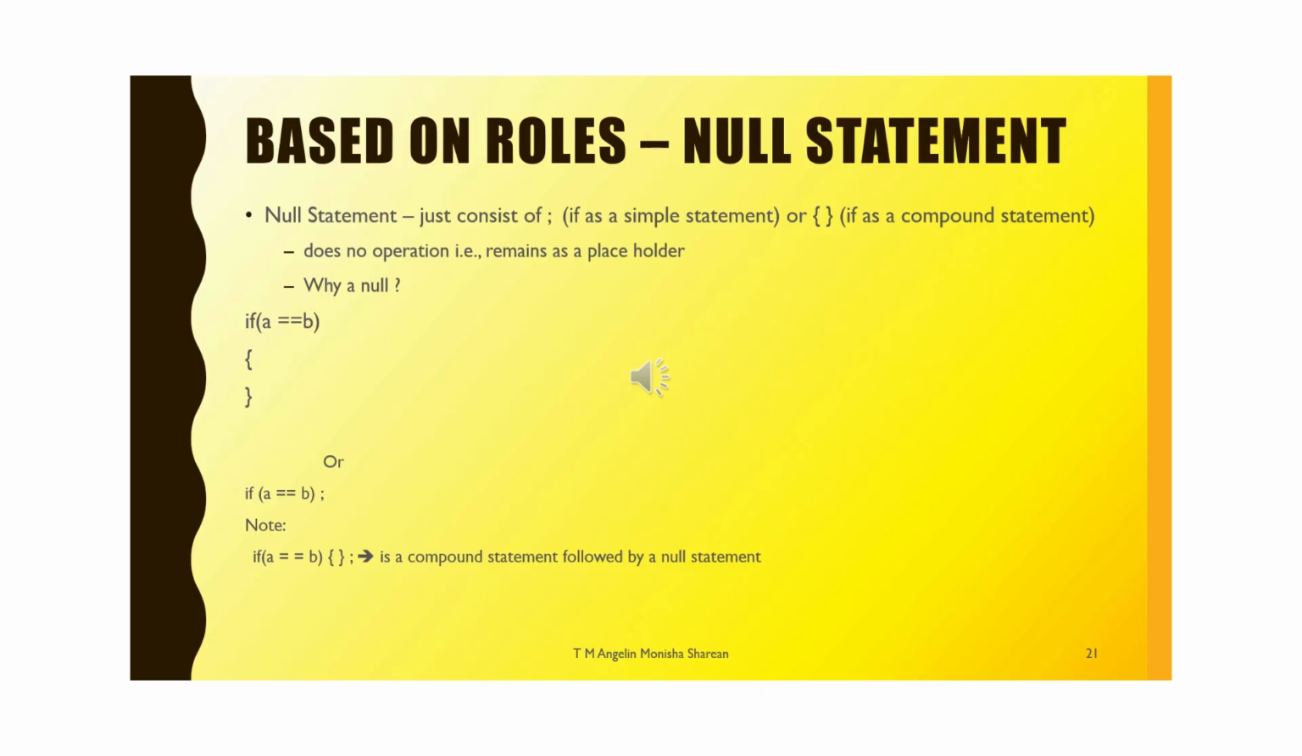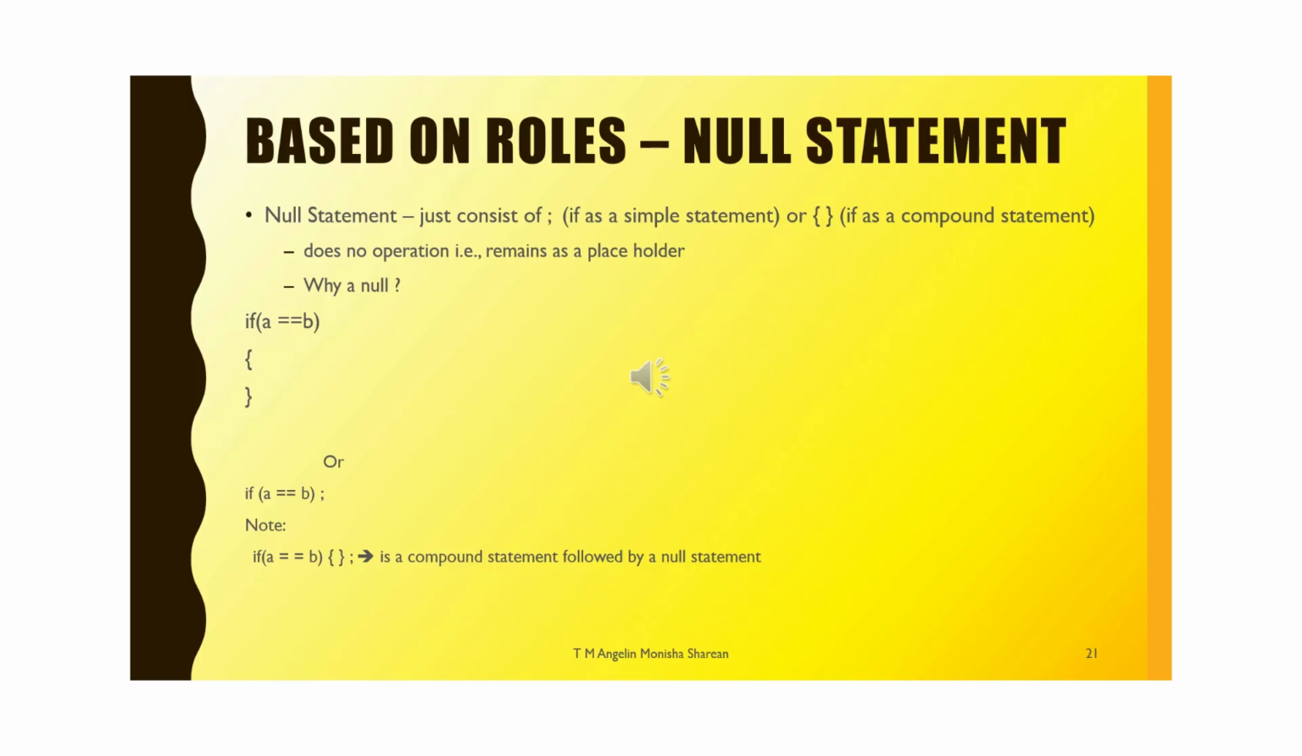Next we are going to see null and expression statements. As the name says, a null statement does nothing in the program. That is, when we find a null statement defined just by a semicolon or with a pair of curly braces, it does nothing. It acts as a placeholder. So why do we use a null statement?